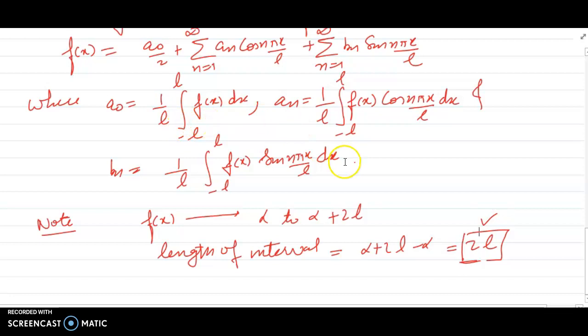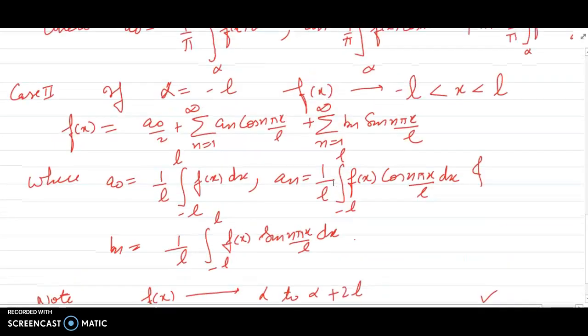With this, we will solve a few problems, which we will discuss in the next video. I hope the content is clear to you all. It's simply the introduction of the Fourier series.